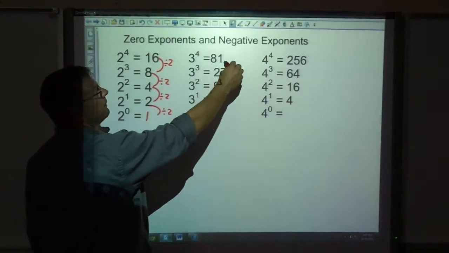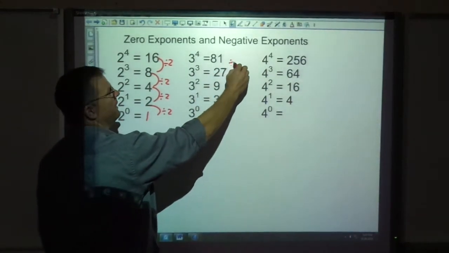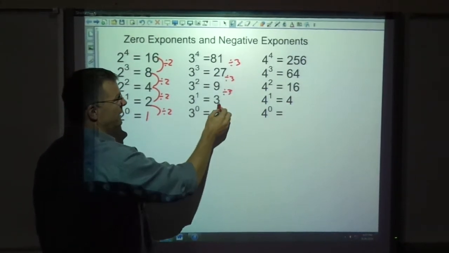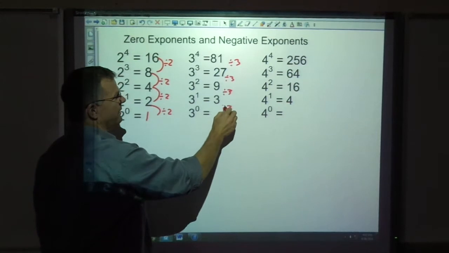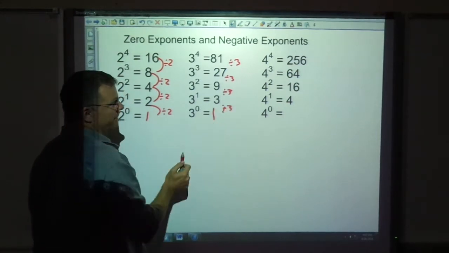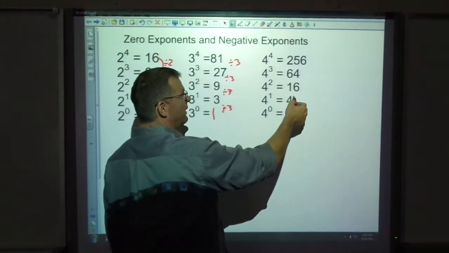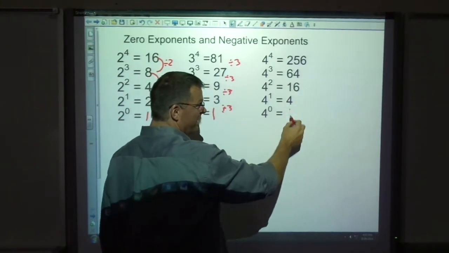Well, what's happening here? 81 to 27. Divide by 3. Divide by 3, I get 9. Divide by 3. Divide by 3. 3 divided by 3 is 1. Divide by 4. Divide by 4. Divide by 4. 4 divided by 4 is 1.